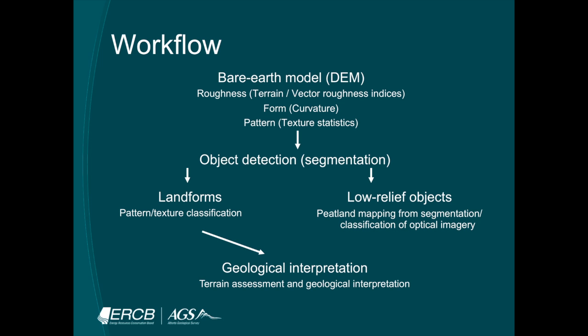Okay, so I have a basic workflow at the moment, which involves producing a number of derivatives from the bare DEM, using segmentation to define those objects, and then the process splitting in two, and using a classification of the metrics to either define the landforms, or in the flat areas, effectively mapping those as organics and using conventional classification of multispectral imagery to establish our peatland types. And then these come back to geological interpretation, reclassification, so manual amendments where needed.